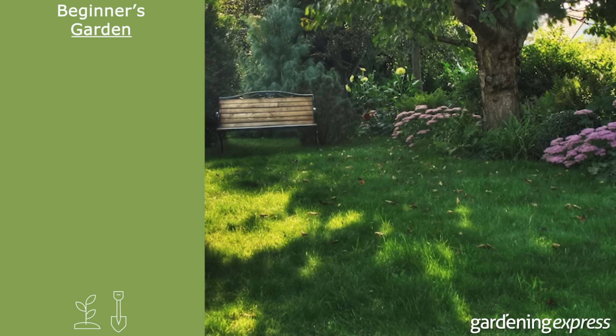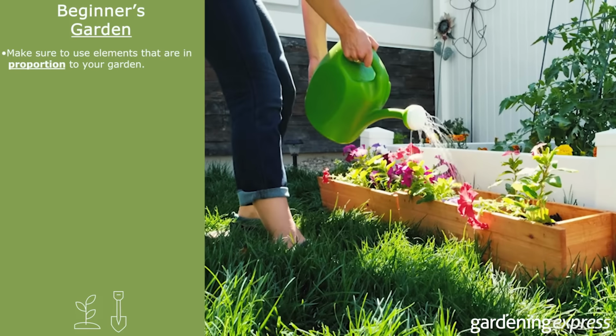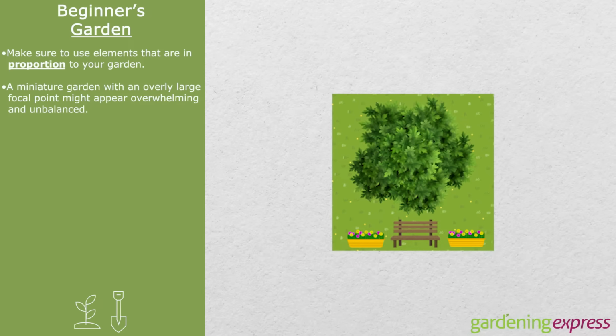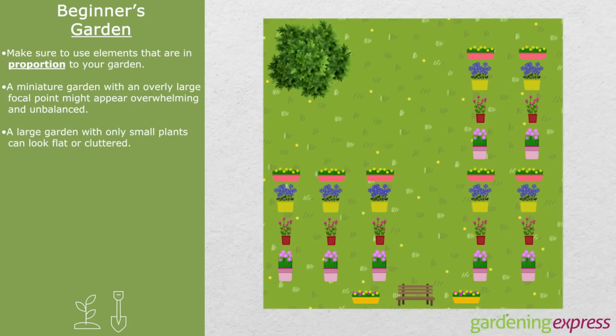The last design principle we'll cover today is proportion. Make sure to use elements that are in proportion to your garden. If you've got a smaller garden with a giant tree, that might be a bit overwhelming and unbalanced. On the other end of the spectrum, a bigger garden with only small plants could look flat or cluttered.